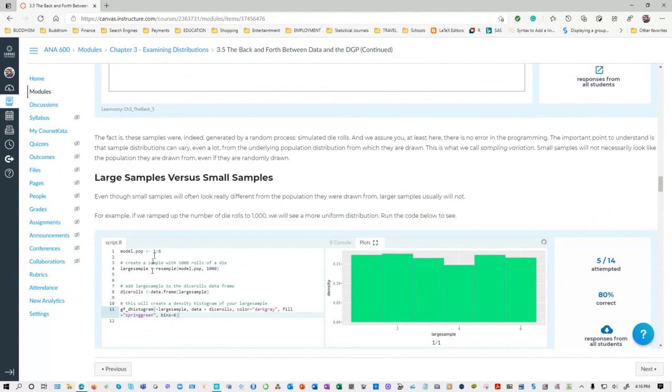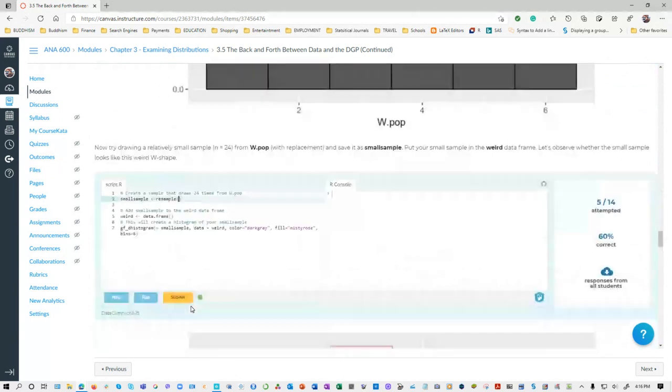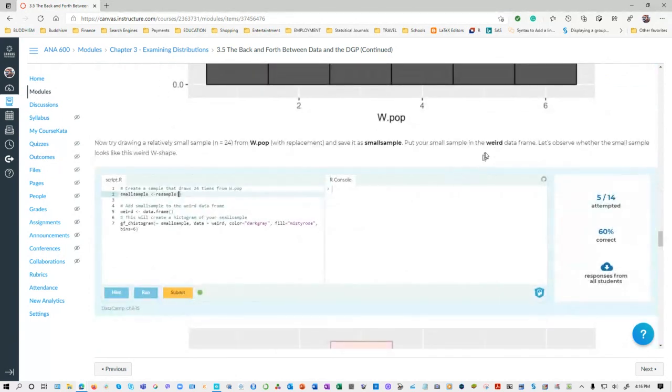See, the data has come in from that one. Where is the data coming from? Data coming from the weird data frame. A small sample from WPOP with replacement. Now we are relative.